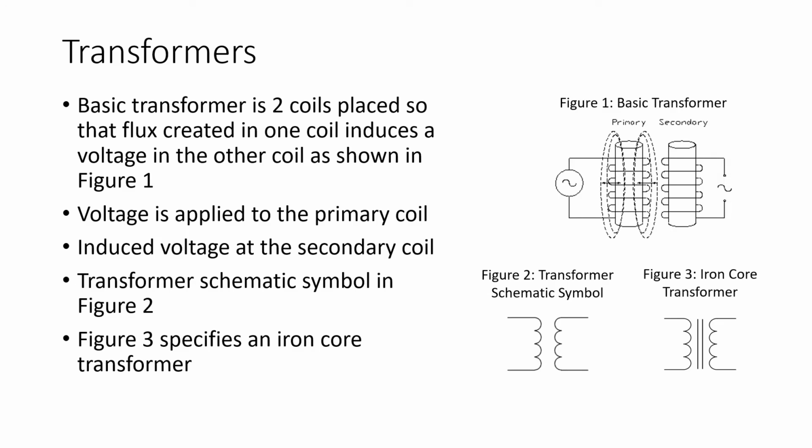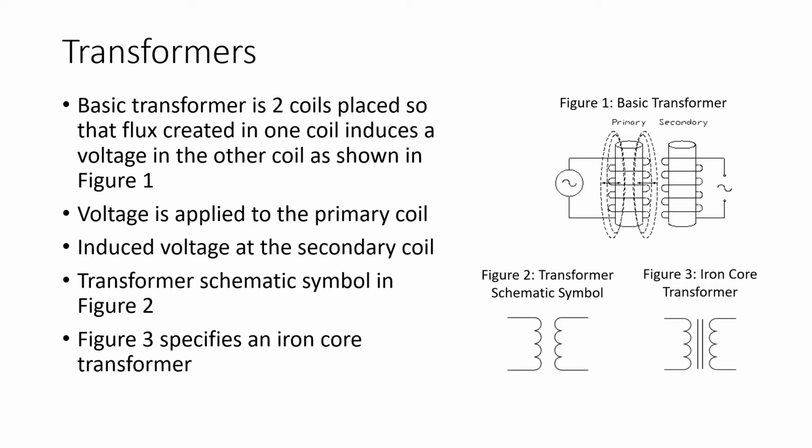Now, Figure 1 shows the construction of a basic transformer, and it's merely two coils placed such that the flux that's created when current flows through one of the coils induces a voltage in the other coil. The coil that we apply voltage to is the primary coil. The coil where we obtain the induced voltage is the secondary coil.